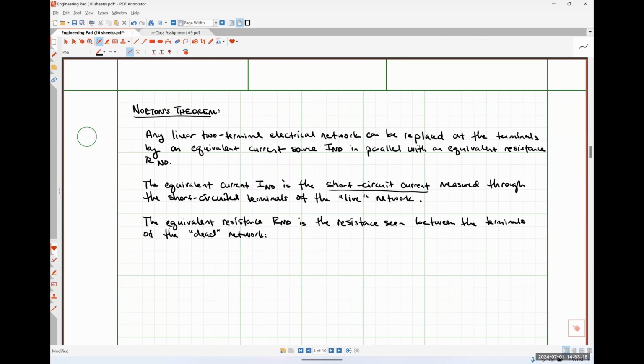So let's put this into practice by looking at the two examples that we already worked, but now we're going to talk about how we find the Norton current for each of those. Okay. So example number 1 revisited.